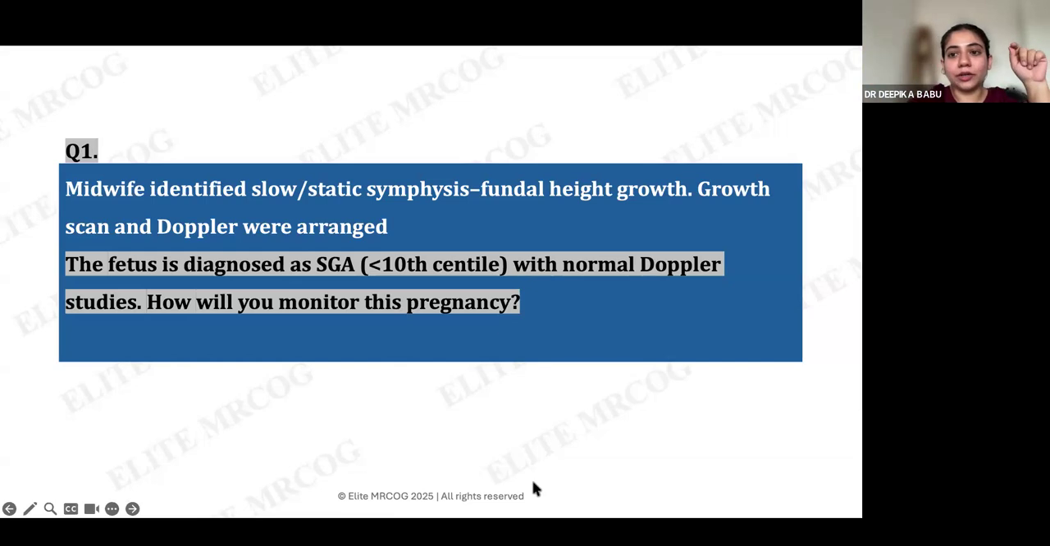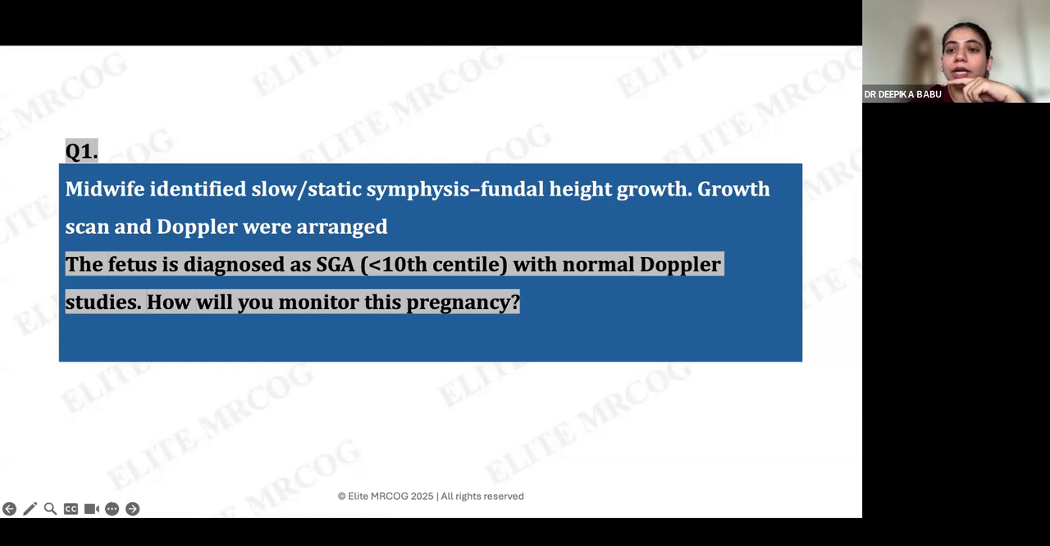The midwife, she's a low risk woman. She's undergoing the tummy measurements, that is symphysio-fundal height measurements, started from 26 to 28 weeks onward. So every 3 weekly, she's undergoing the symphysio-fundal height measurements with a midwife. And now the midwife has identified a slow or static growth. So she has arranged for a biometry and a Doppler. And the fetus is now diagnosed with less than 10th centile, but normal Doppler. How will you monitor this pregnancy?